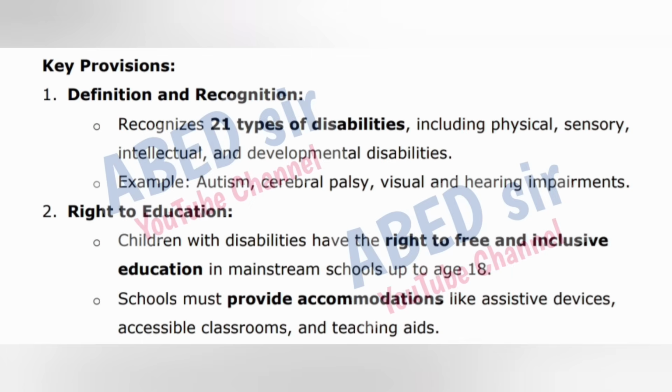Key provisions. 1. Definition and recognition. Recognizes 21 types of disabilities, including physical, sensory, intellectual, and developmental disabilities. Example: autism, cerebral palsy, visual and hearing impairments. 2. Right to education. Children with disabilities have the right to free and inclusive education in mainstream schools up to age 18. Schools must provide accommodations like assistive devices, accessible classrooms, and teaching aids.